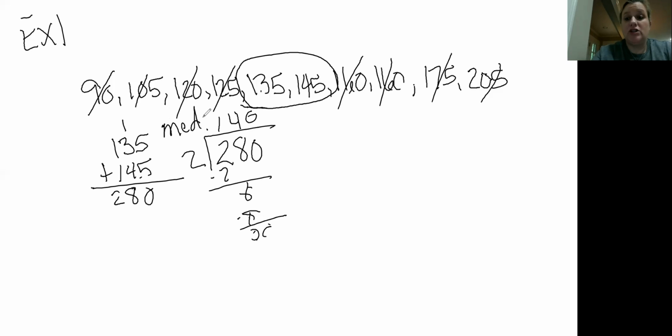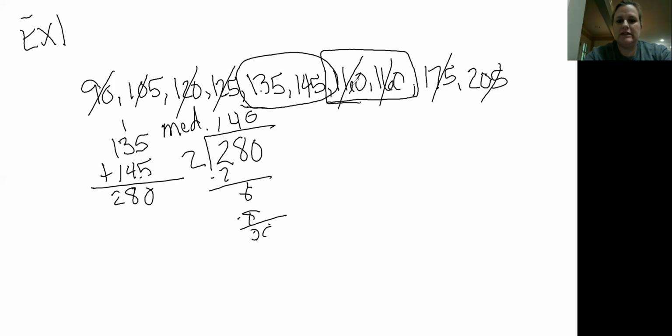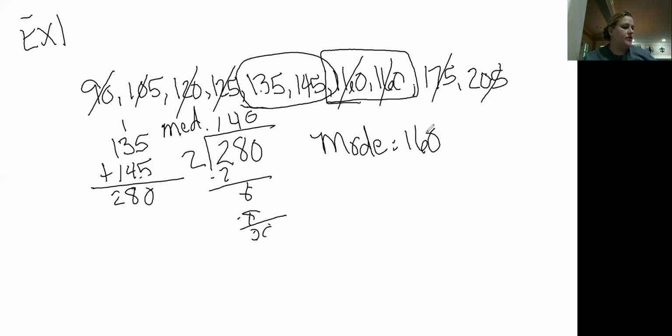The mode is which number happens the most, which number reoccurs the most amount of times. 190, 105, 120, 125. I see right here there's two 160s and then one of that, and one of that. The only number that is repeated is 160. So your mode is 160. That's the number that occurred most often.